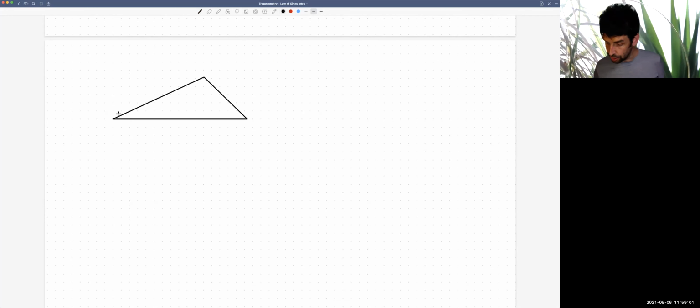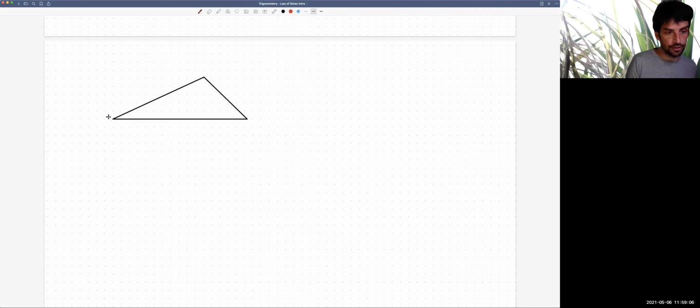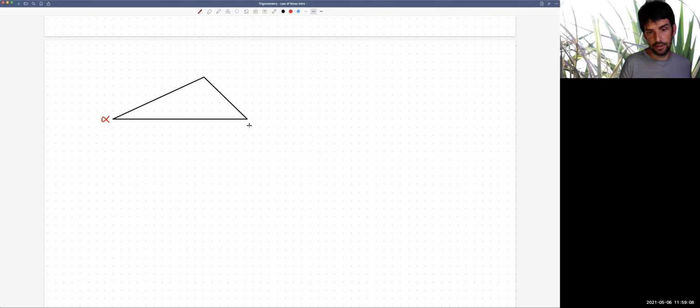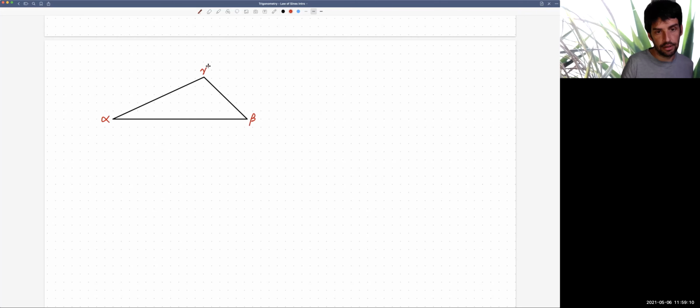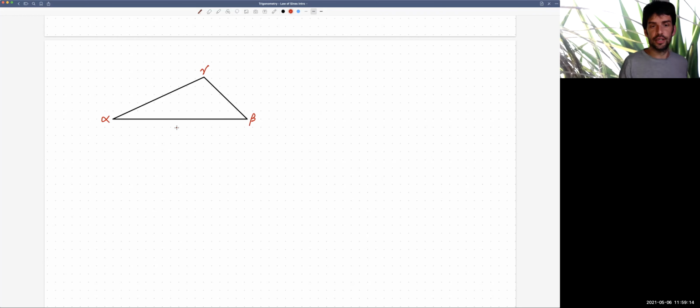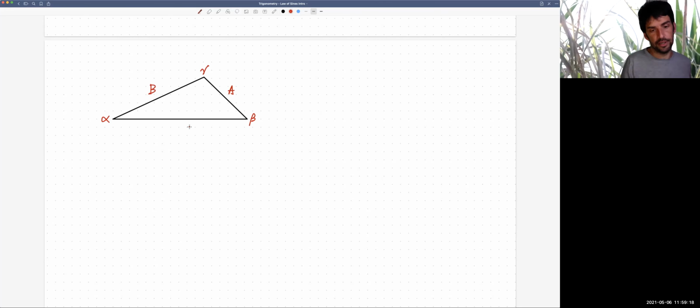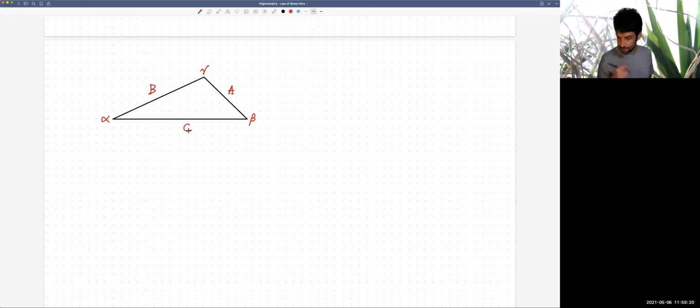Okay, there's our triangle. I'll label it as I did before. So this will be alpha, beta, gamma. Gamma is a little sloppy, but I'm going to leave it. And then across we have side A, side B, and side C.